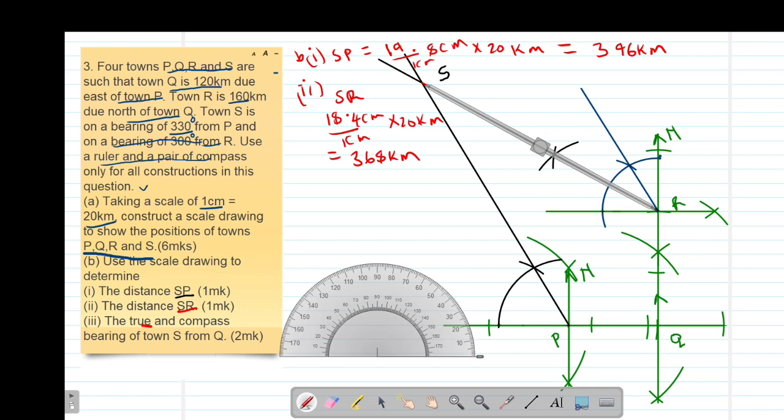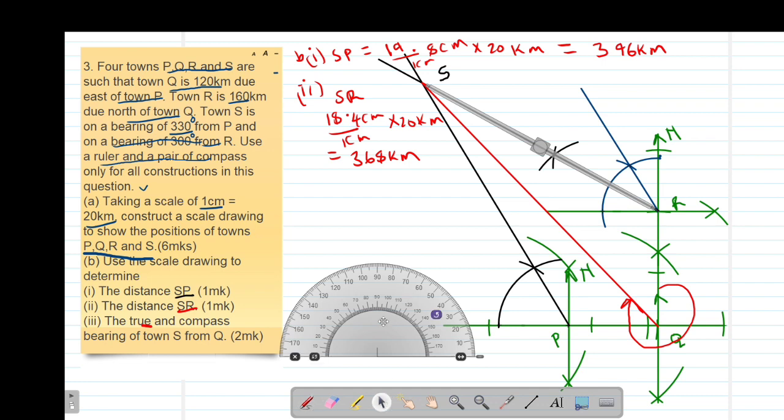bearing of S from Q. So that means I need to connect the points S and Q. So my point S is here. I'm going to connect it to the point Q. So you simply connect those two. Then they want the true and the compass bearing of S from Q. So that means the required angle will be this one. This is the angle that they want us to find, this particular angle here.